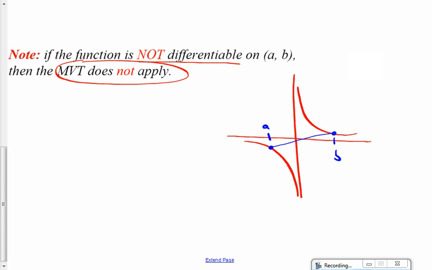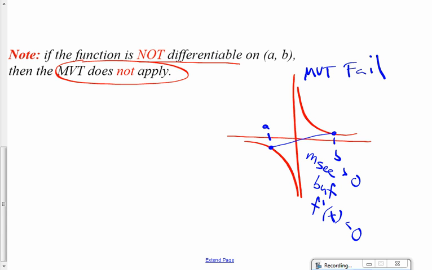The slope of the blue line is a positive slope, right? But what do you notice about the red curve? The red curve is always decreasing. How do you know? Because the derivative is negative, the curve is falling, right? So there is no point. This is an MVT fail. The slope of the secant is greater than 0, but on 1 over x, the derivative, f prime of x, is always less than 0. Just a kind of an easy example of when the mean value theorem fails.